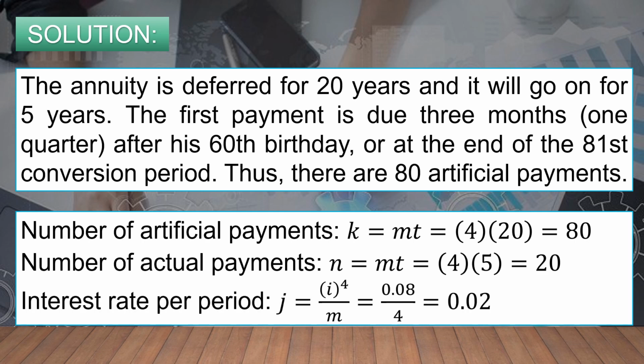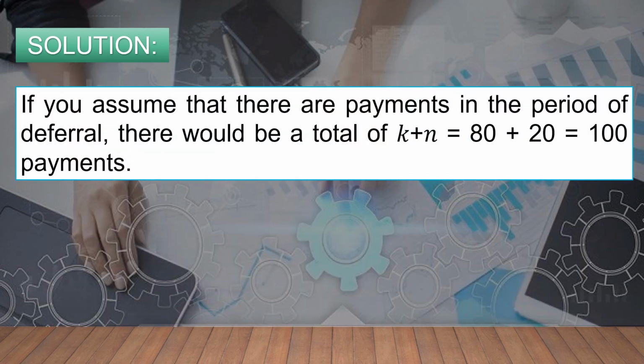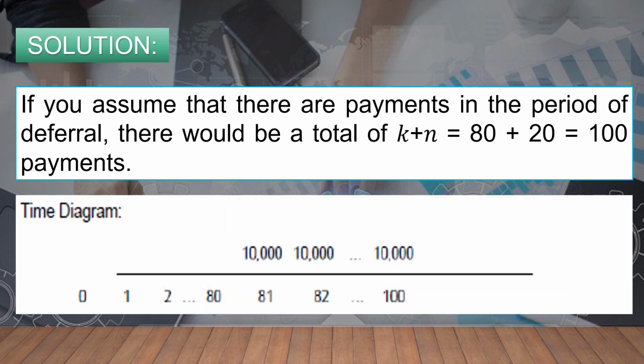Then the interest rate per period, J, is equal to the interest compounded quarterly divided by the compounding period. So we have 0.08 divided by 4, which is 0.02. Now next, if you assume that there are payments in the period of deferral, there would be a total of K plus N, that is 80 plus 20, which is equal to 100 payments. Now the time diagram. After 80 payments, at the 81st we start the regular payment of 10,000 pesos.